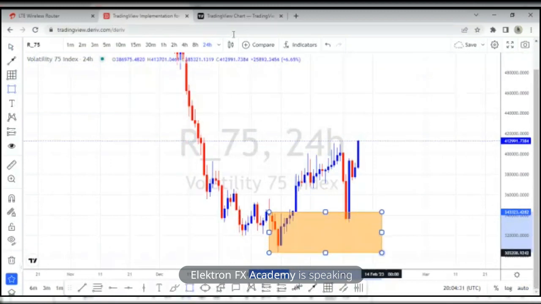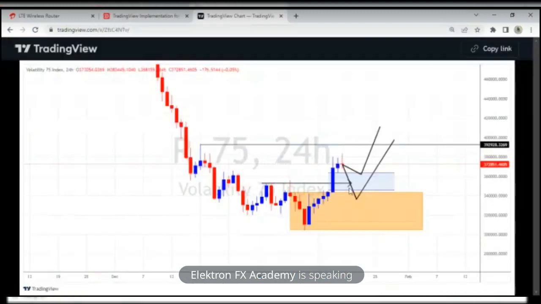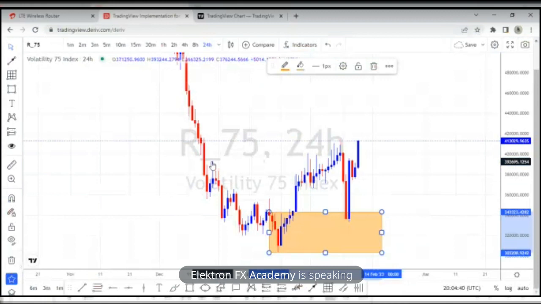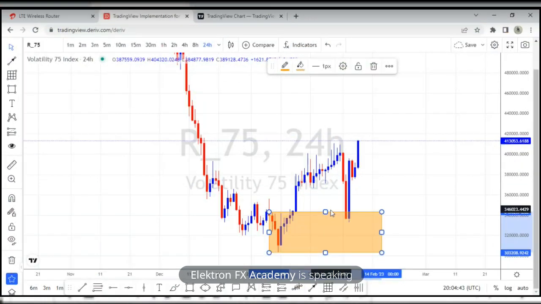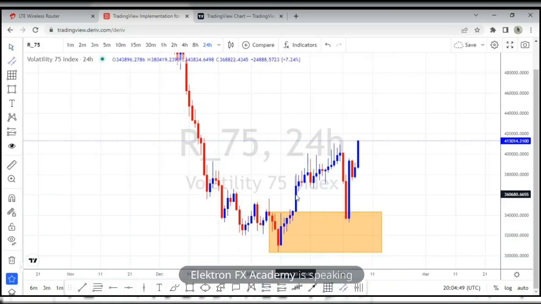I talked about it. Price came there, and it's running for the high, which I talked about. You can see price is buying impulsively from the zone I talked about. So I had that imbalance there. I had all that. So that is it.